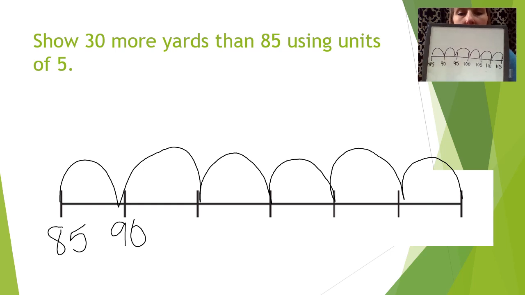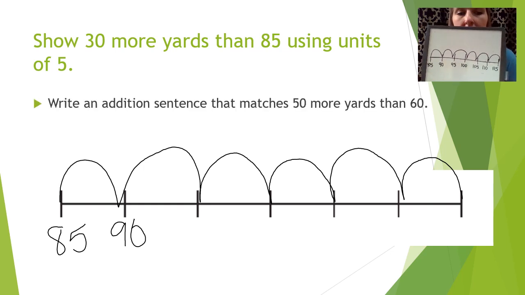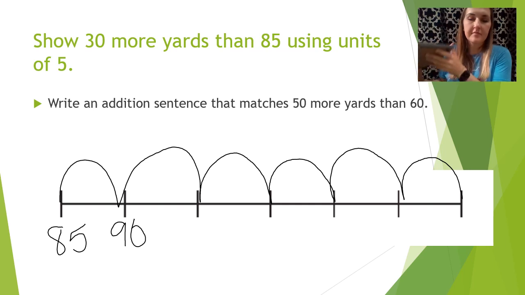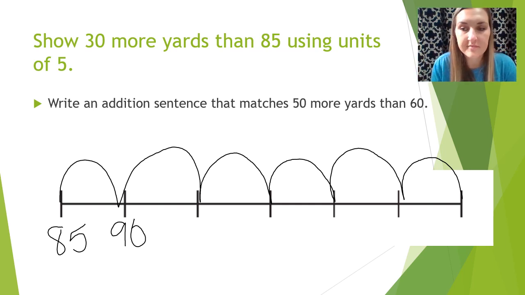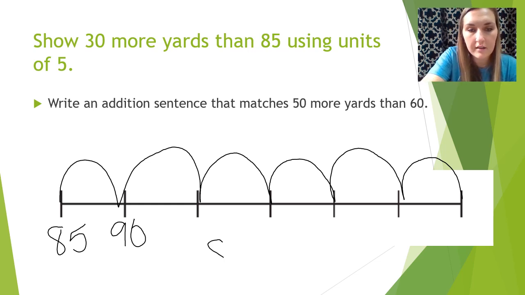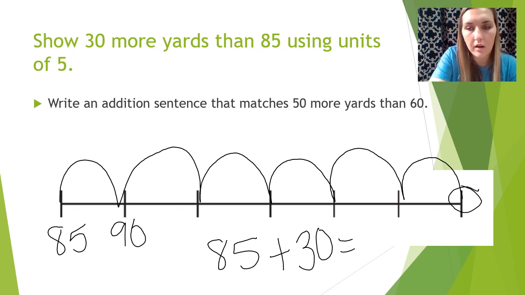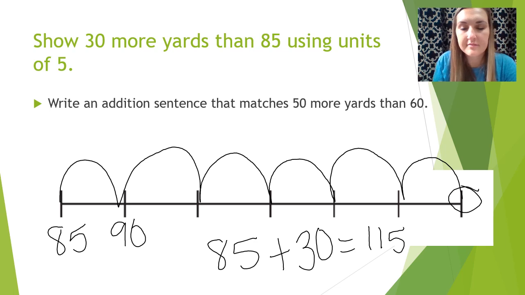Last part, we need to write an addition sentence that matches. Read your number sentence out loud. Your number sentence for this statement is 85 plus 30 equals, and it's what our last number was, 115. Thumbs up if you got that one right.